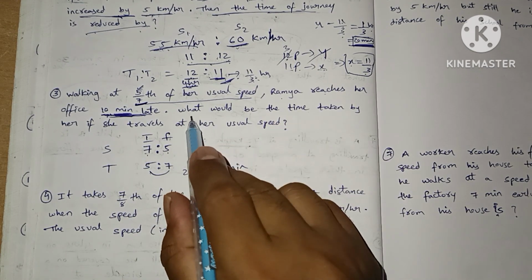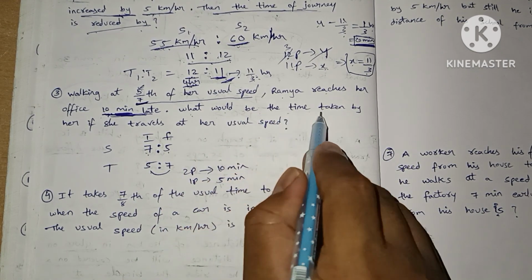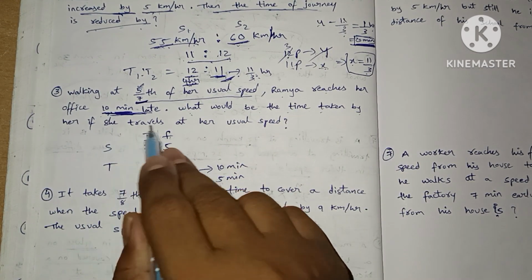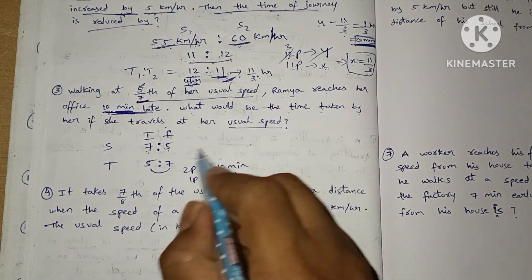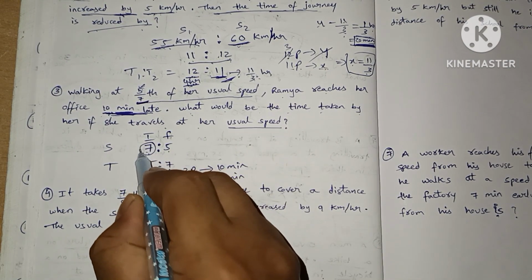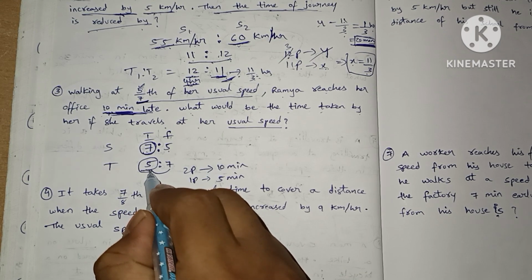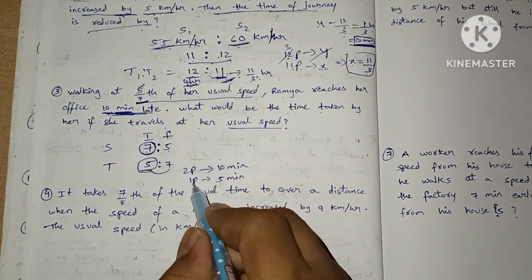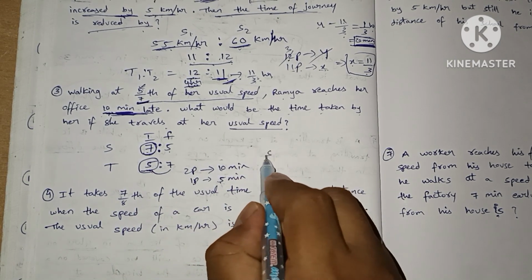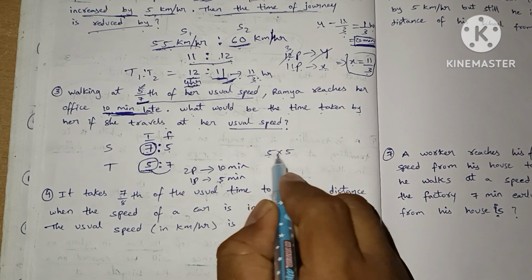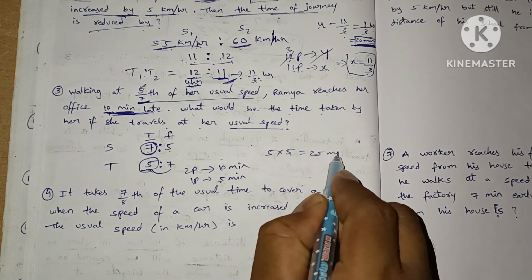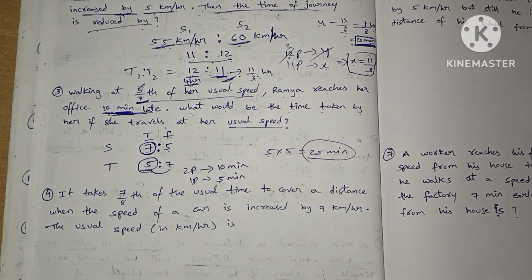What we need to find is the time taken by her if she travels at her usual speed. So at her usual speed, what is the time he asked. So asking about 5 parts value. 1 part value is 5 minutes. So 5 parts value will be 5 into 5, 25 minutes. So this is the answer.